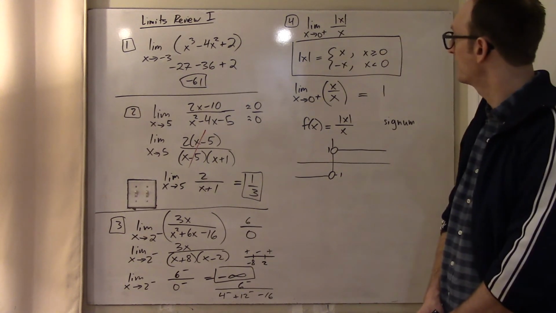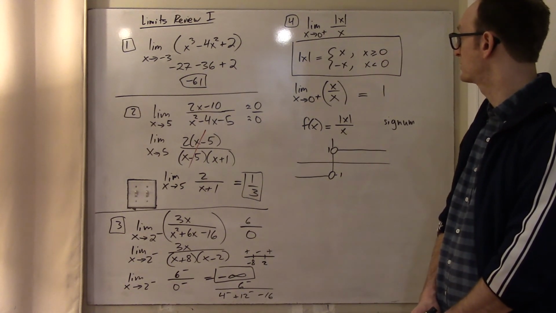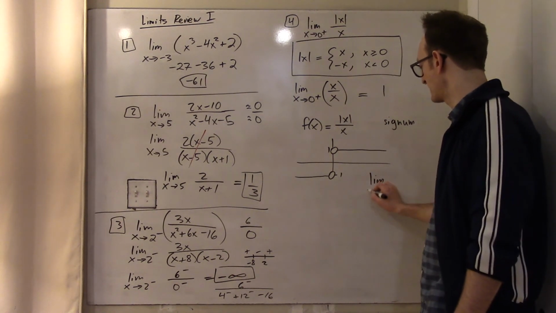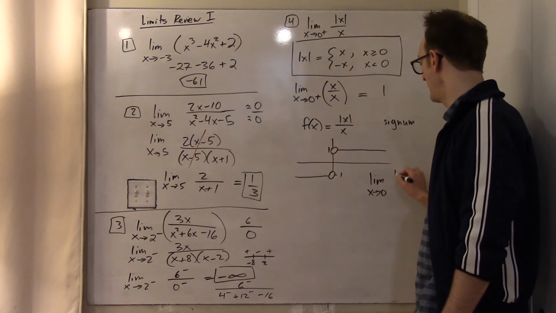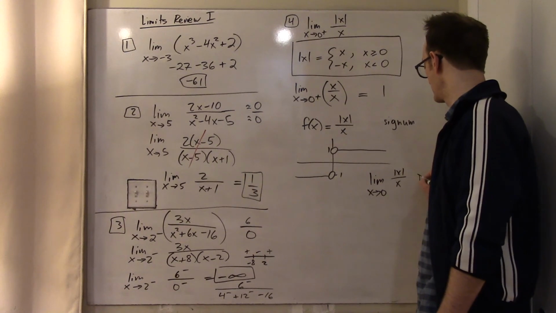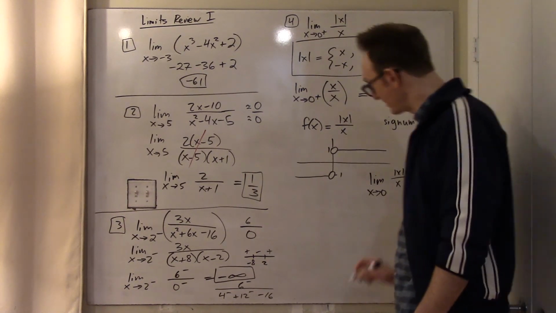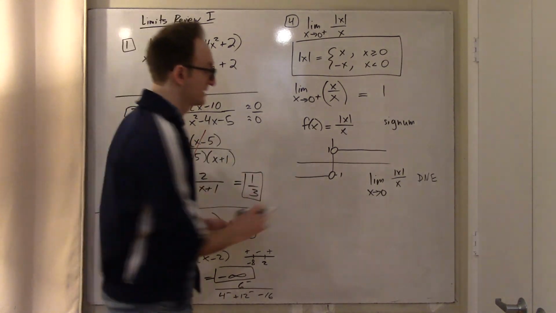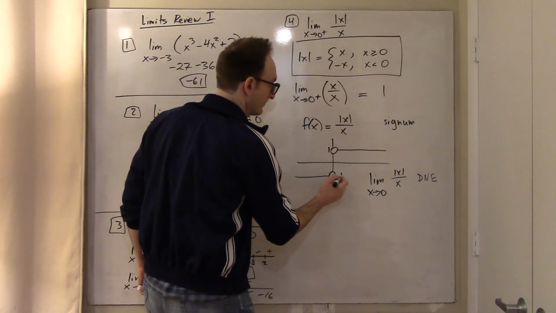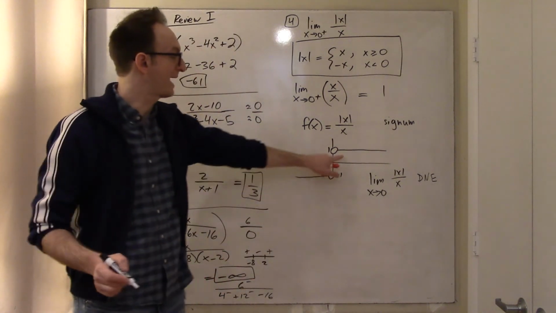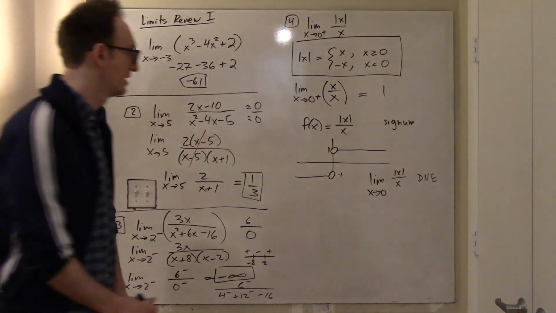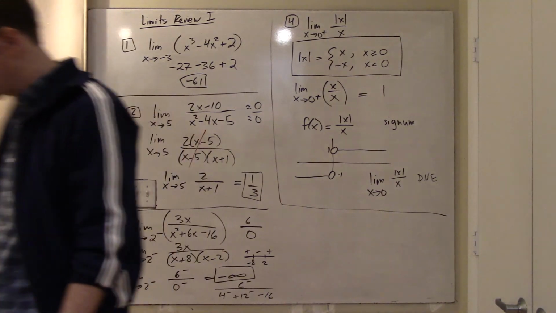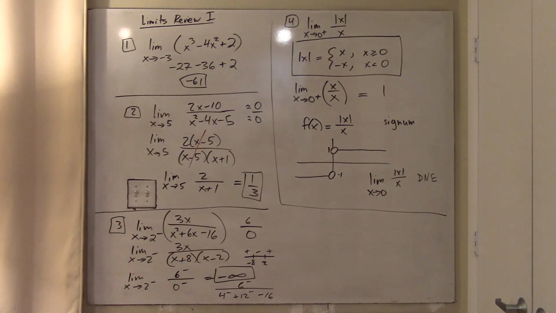More on that later. And so, in fact, the limit as x approaches 0 of absolute value x over x does not exist. This limit does not exist because from the left it approaches negative 1, and from the right it approaches a positive 1. But this problem only asked for what was happening on the right, so that's that. Okay.